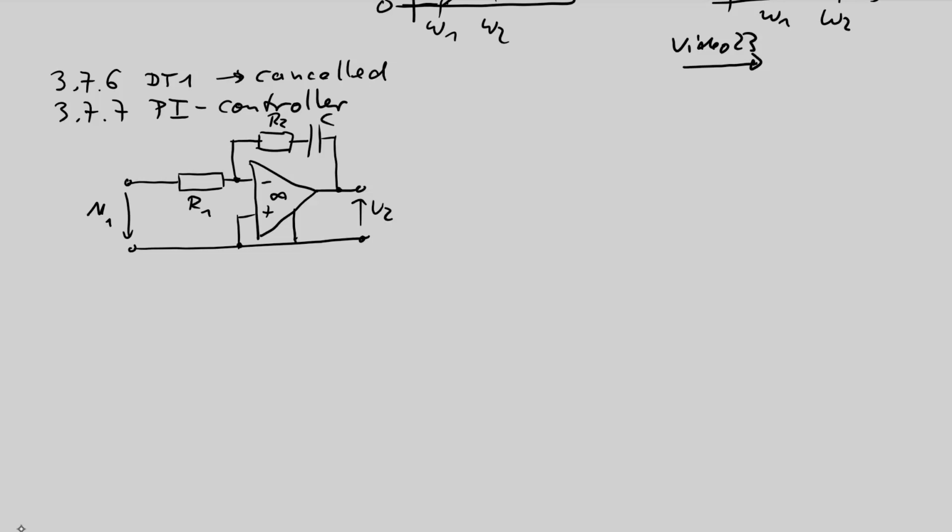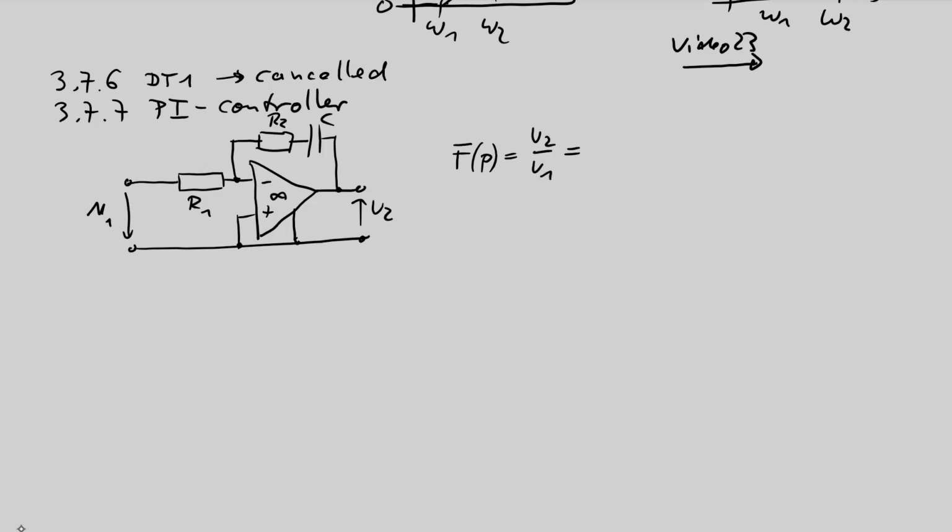This is the PI controller, the typical circuit, simply realized with one operational amplifier, two resistors, and one capacitance, and then you have a PI controller really working in any hardware condition. To discuss a PI controller, we need the transfer function.